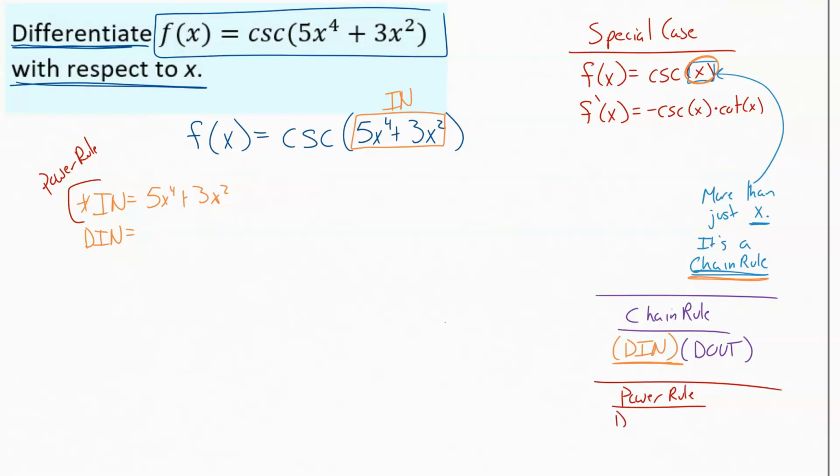The power rule, remember, just is our basic rule. It says bring the power down and then subtract 1 from the power. So applying the power rule here, we bring that 4 down. 4 times 5 gets us 20x. Subtract 1 from the power gets us x to the third. Doing the same thing on the next piece. Bring the 2 down. 2 times 3 is going to get us positive 6x. Subtracting 1 from the power would get us x to the first.